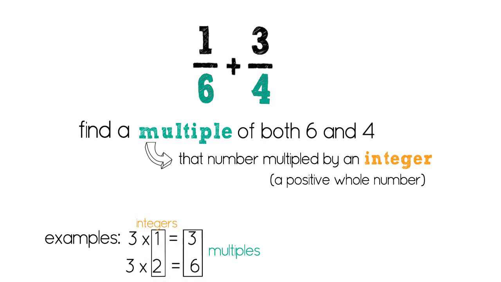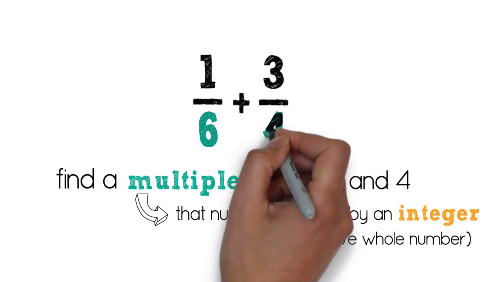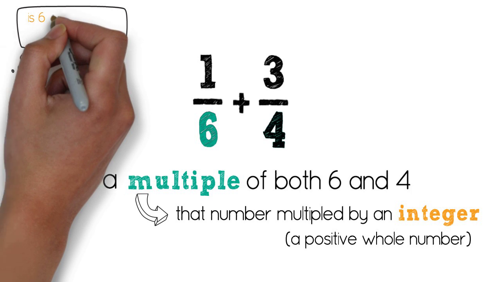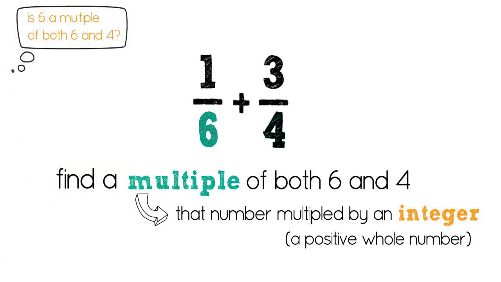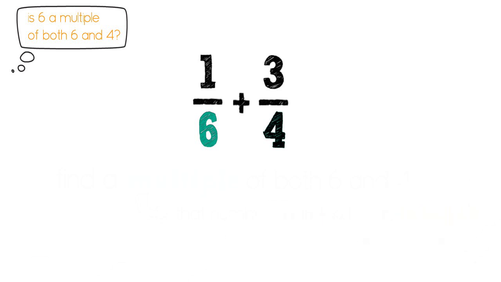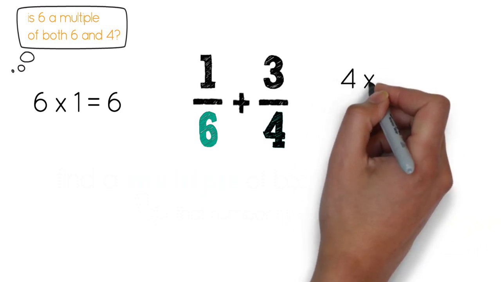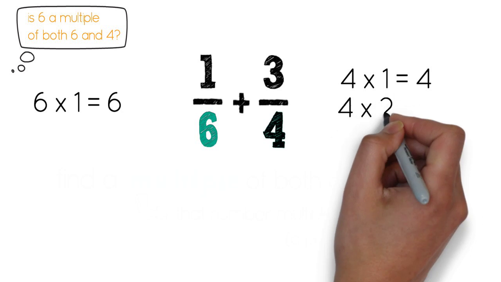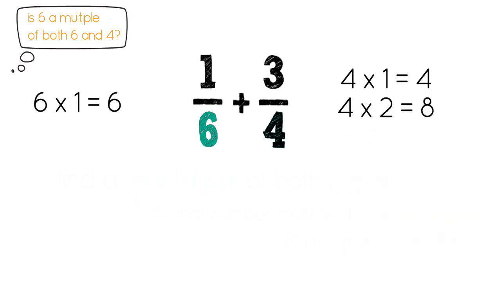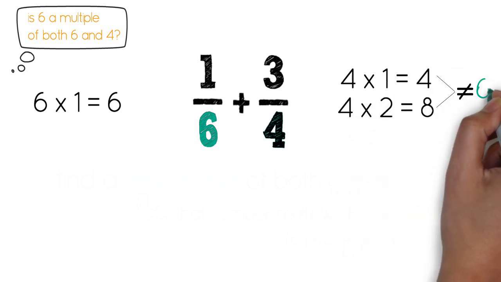A good starting point is to have students look at the denominator that is the larger number. So, in this case, the 6. Ask yourself, is 6 a multiple of both 6 and 4? In other words, can you multiply both denominators by a whole number to get 6? We can definitely multiply 6 by 1 to get 6, so that works. But there is not a whole number to multiply 4 by to get 6. 4 times 1 is 4, and 4 times 2 is 8.